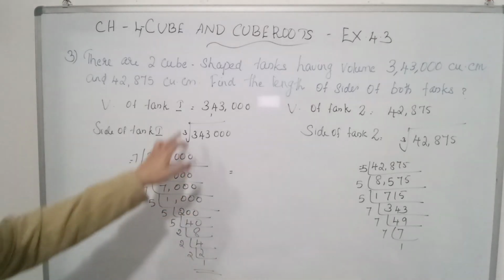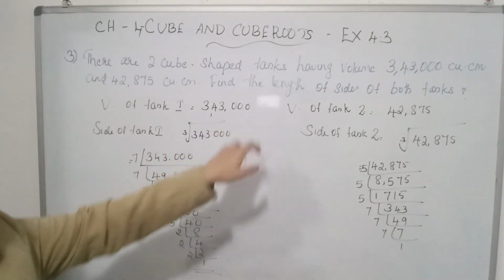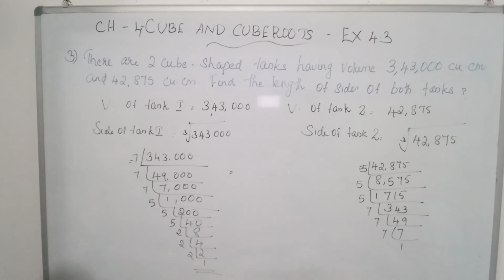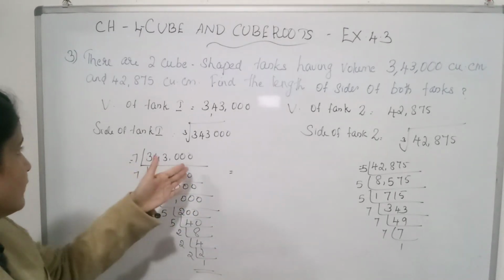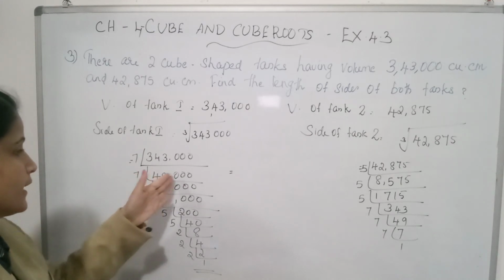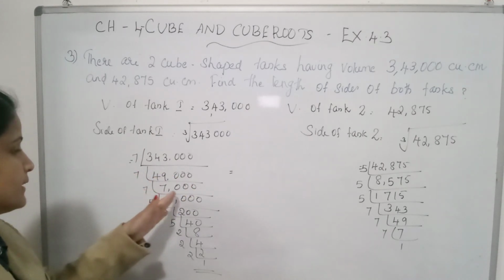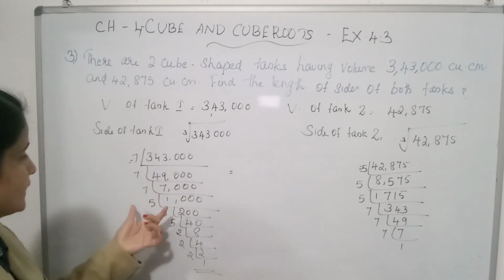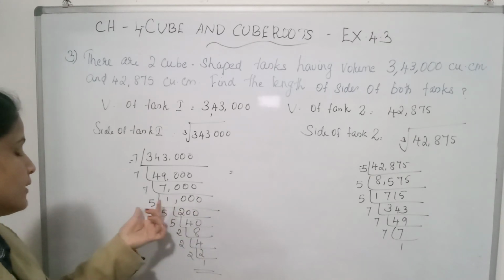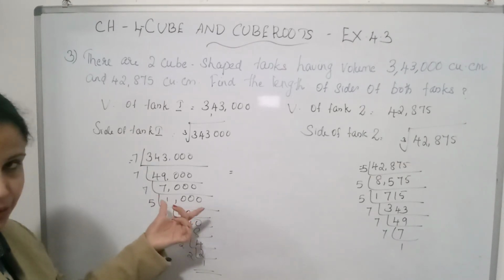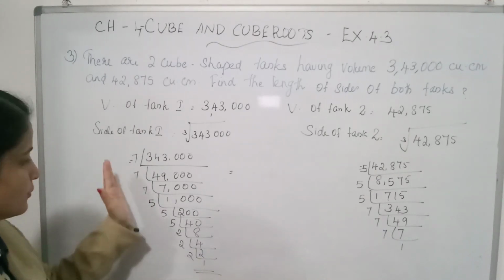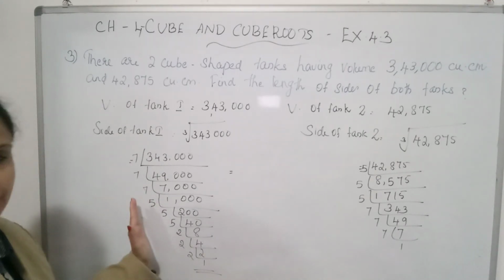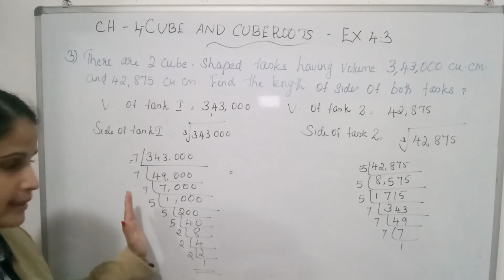So here the volume of the tank 1 is 3,43,000. So this is 343 is cube of 7. So you divide this by 7, you will get 49,000, and again by 7 you will get 7,000, and again by 7 you will get 1,000. And 1,000 is actually 10 cube, but when you do prime factorization, you don't write composite numbers on the left side. So you put only the prime numbers.